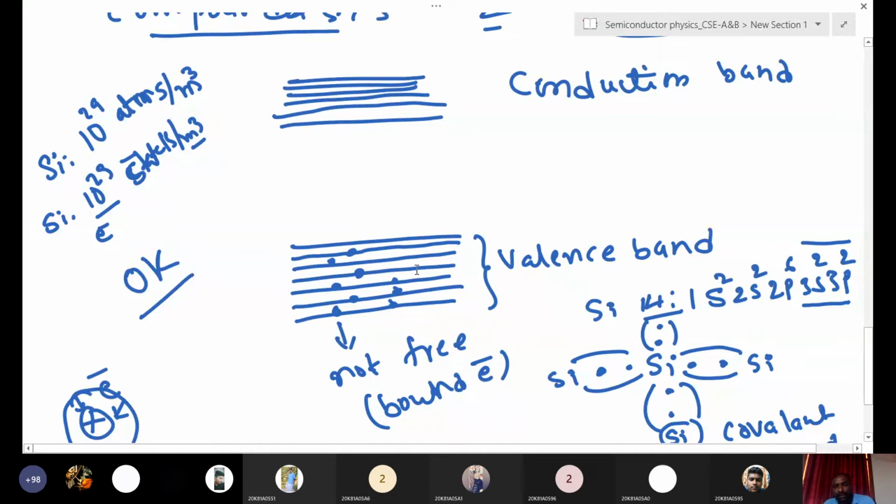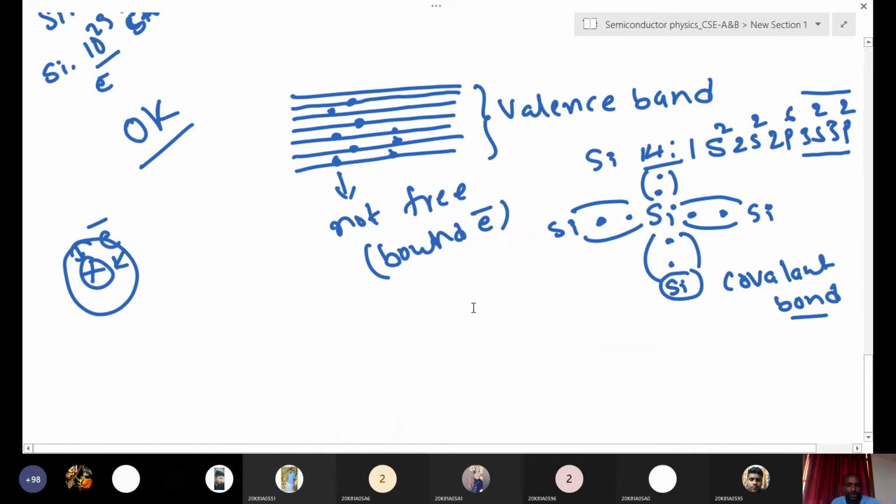Now, how do we get conductivity, or how do we get current, in semiconductors? Where we stay is generally around 27 degrees centigrade. Suppose you increase the temperature, maybe to room temperature at about 27 degrees centigrade. Then these bound electrons get some thermal energy. Thermal energy means if you heat the material, the electrons get some thermal energy.